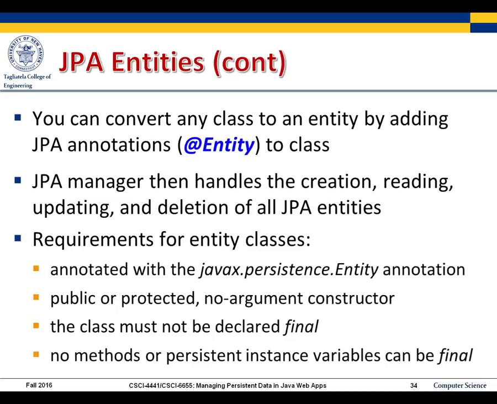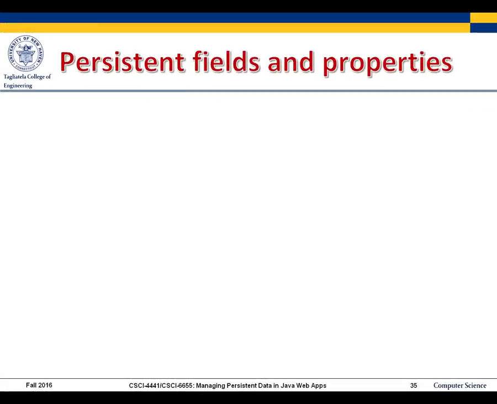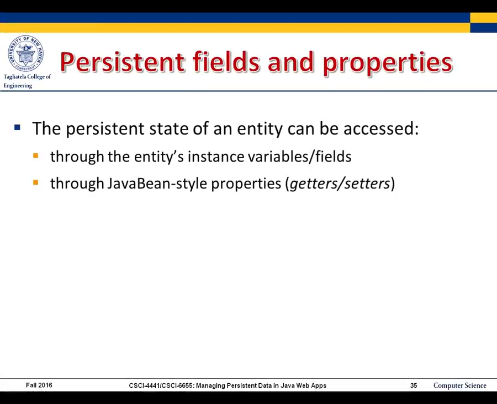In terms of the only requirements, of course, you have to have the right package pulled in. It can be public or protected, and has to have a no argument constructor. So that's basically like a bean. And the business about not being declared final: no final in the class and no final in any of the innards of it. And that's it. Other than that, it's just a regular class.